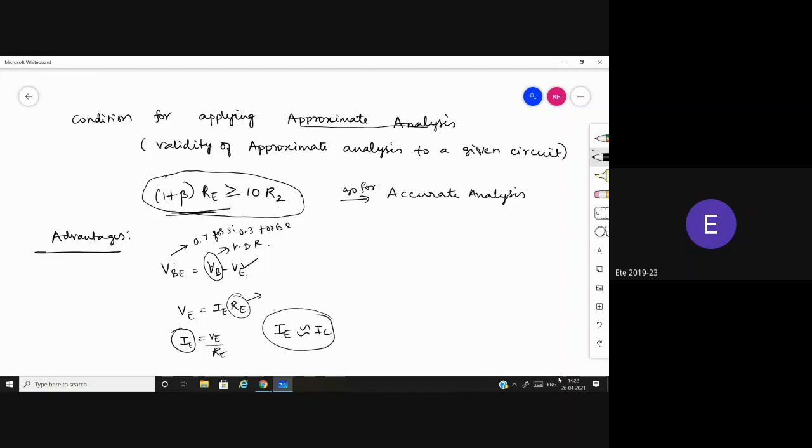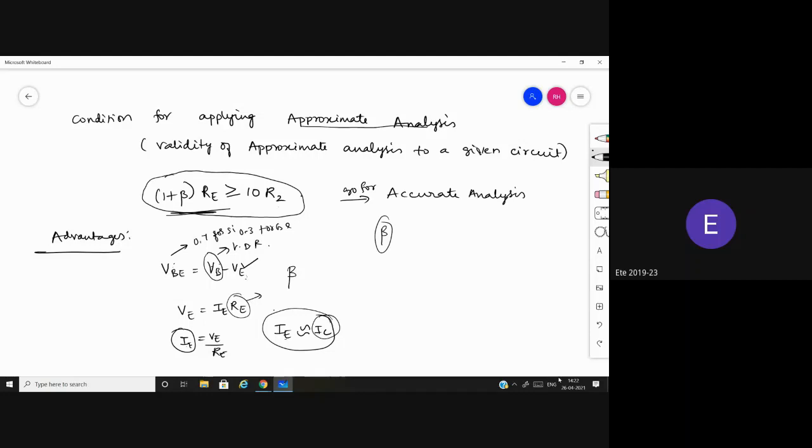From this, anywhere do you have an influence of beta? Do we have any influence of beta anywhere in this? In accurate analysis, we are using the beta factor. But in approximate analysis, nowhere are we using beta. Beta will not come anywhere in this. So directly we approximate IC as equal to IE.